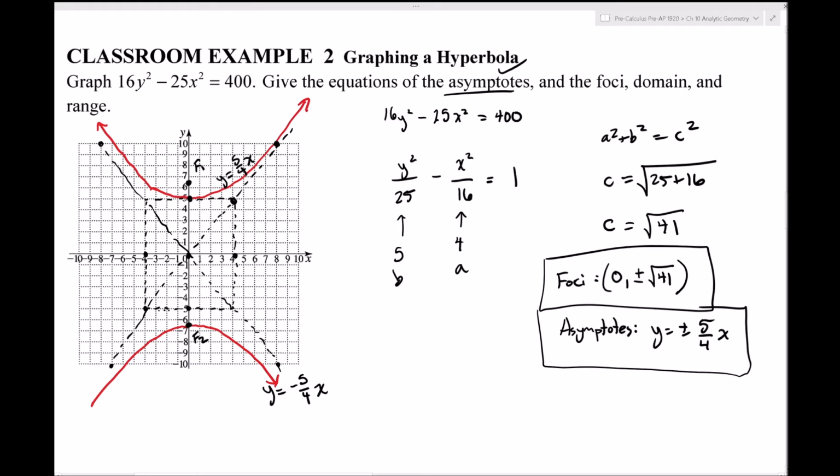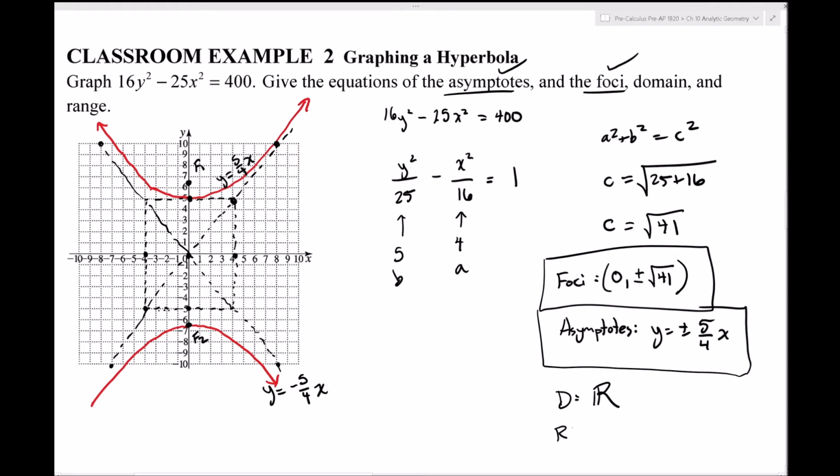And they're also going to want the domain and the range. They didn't ask for the vertices, which is weird. They asked me to graph it, and the graph is complete. I could label the vertices. The vertices are at (0, plus or minus 5). And then they also want the domain and the range. The domain is all real numbers, which I'm going to write as just R.